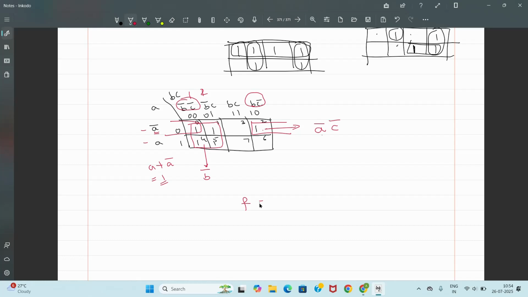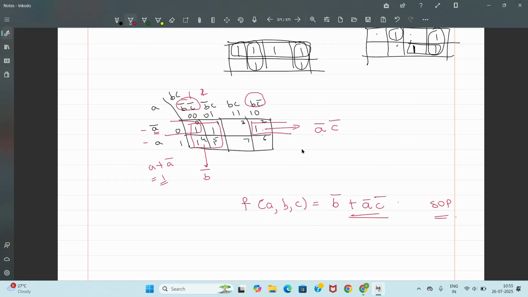Now the simplified answer should be written like this. F of ABC is equal to whatever answers you're getting for each group, just OR them. B bar plus A bar C bar. This will be your answer. This is your SOP equation. So whenever you simplify the K-map, you just OR all the answers, that is, add them. Binary addition.